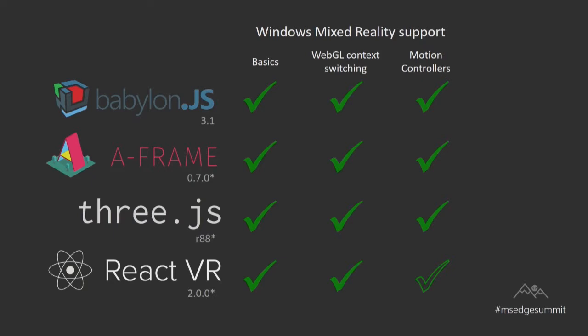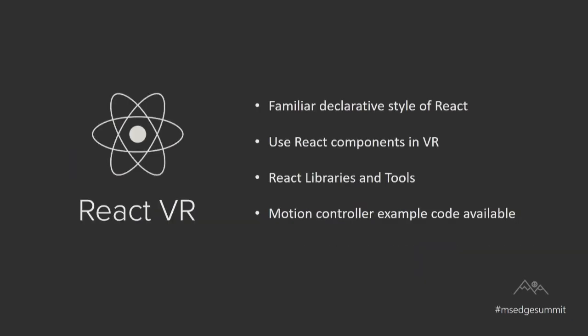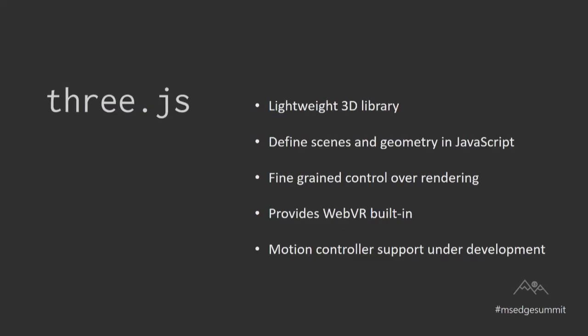Now, you may be wondering how to choose which library to start with. And the answer to that is, well, of course, it depends. Three.js is a lightweight 3D library. You define your scenes and geometry in JavaScript, which will give you fine-grained control over rendering. Three.js provides WebVR built-in, which means all of the API calls are handled by the library itself. And motion controller support is under active development.